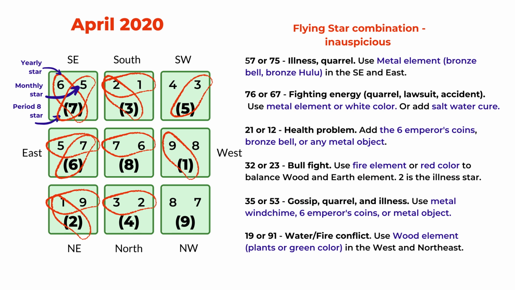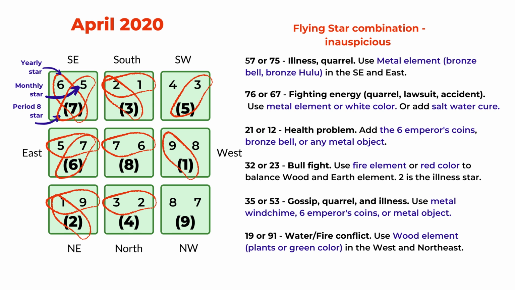The first combination is the 57 or 75 star. This combination indicates illness or quarrel. And we can use the metal element, including the bronze bell, bronze hulu, or any metal clock, to reduce the energy of this combination. Both southeast and east have the 5-7 and 6-7 combination, so we can use the same feng shui cure for these two areas.